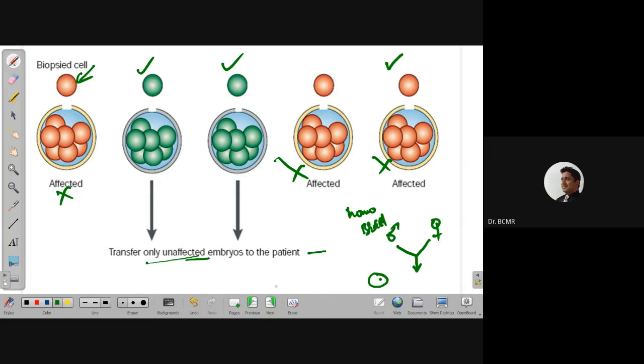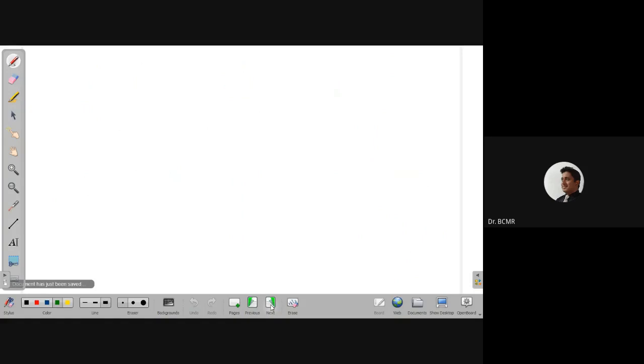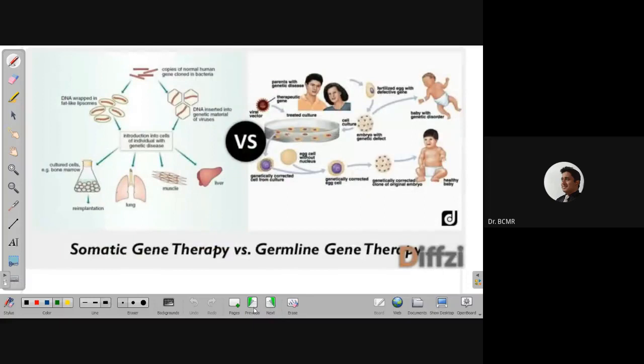We might need to edit the genes. We might need to perform genetic therapy so that the embryos would be good in nature. For that, we have two ways of doing it. One is somatic gene therapy, if the baby is already born. Or we have to do germline gene therapy, if whichever parent has the defect.